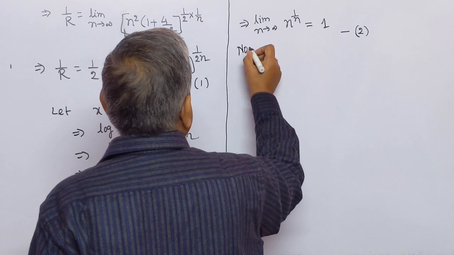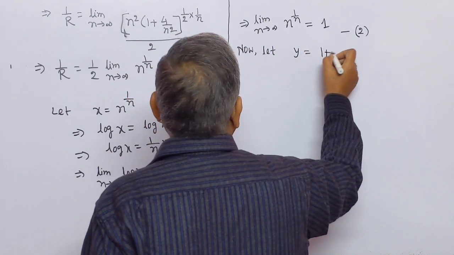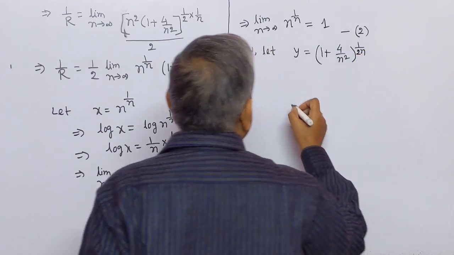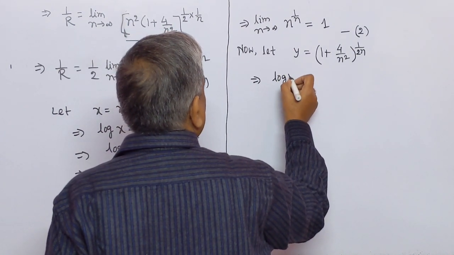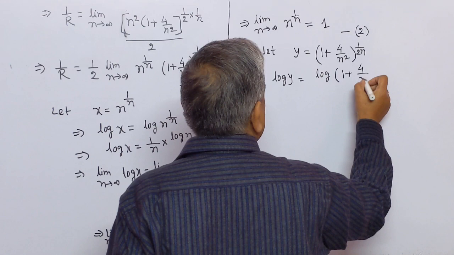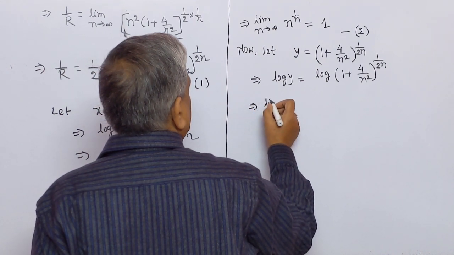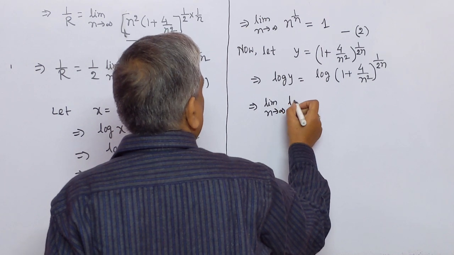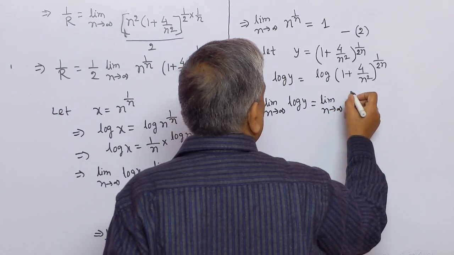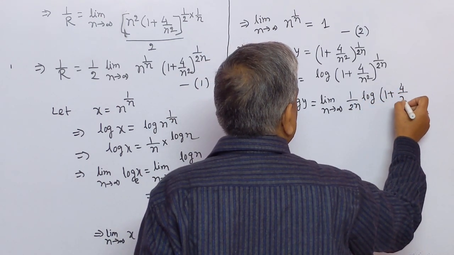Now let y equal to (1 plus 4 by n square) to the power 1 by 2n, implies that log y equal to log (1 plus 4 by n square) to the power 1 by 2n, implies that limit n tends to infinity log y equal to limit n tends to infinity 1 by 2n log (1 plus 4 by n square).